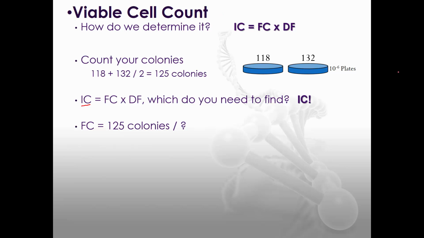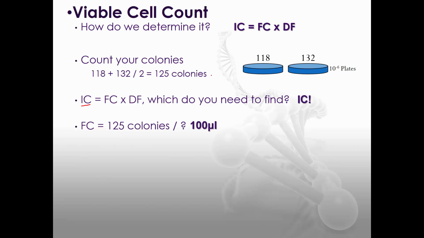What was the volume? Well, let's see. Usually we plate 100 microliters. There are going to be exceptions. You have to pay attention to the exceptions. In this case, it wasn't an exception. We plated 100 microliters on both of these, and then we averaged them. So it was 125 colonies per 100 microliters.